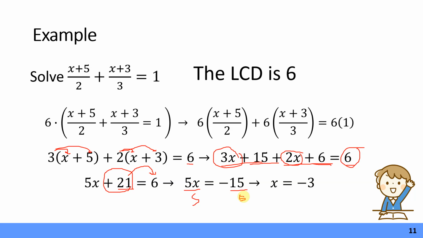Okay, so again, now you know how to get rid of multiple fractions. If you have a problem with more than one fraction, remember, find the LCD, multiply everything by that LCD, and it will get rid of the fractions for you.